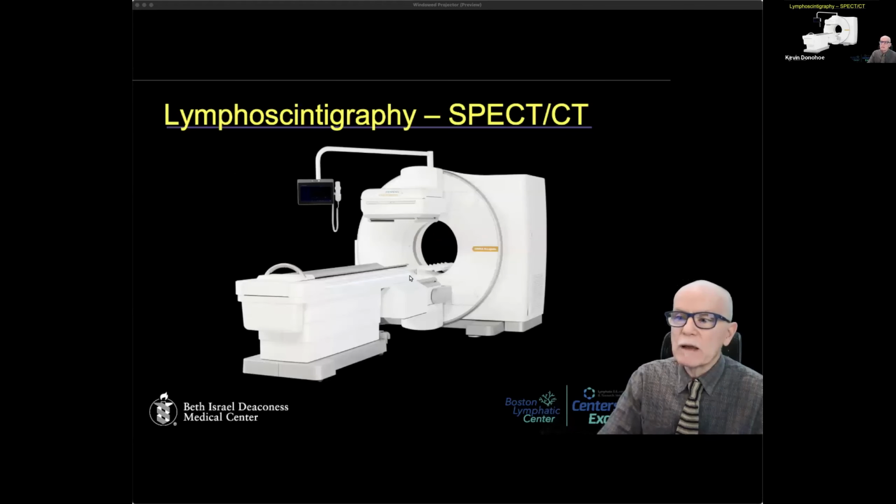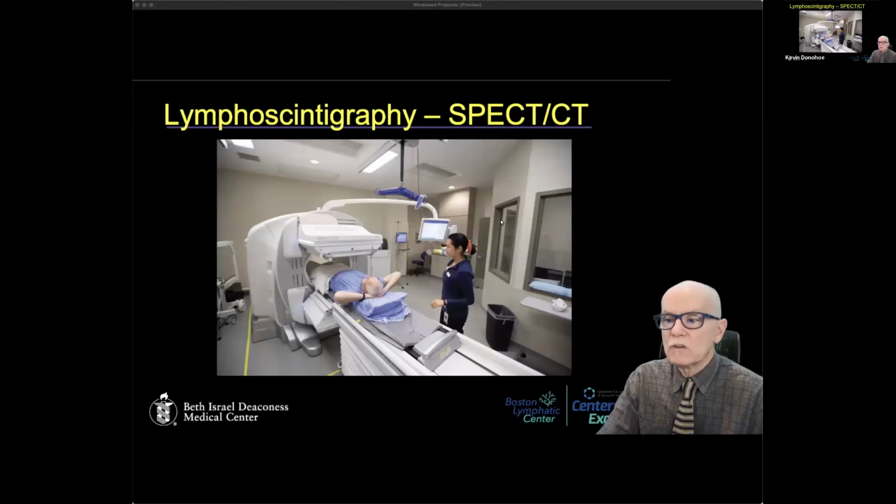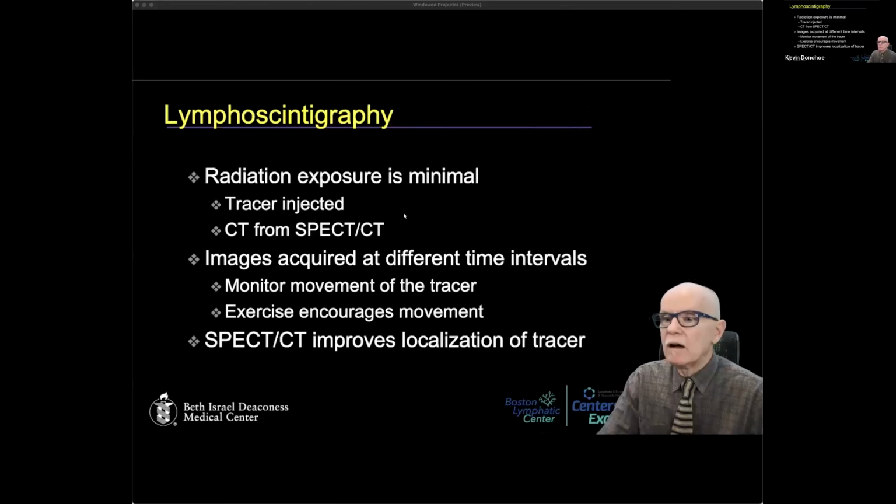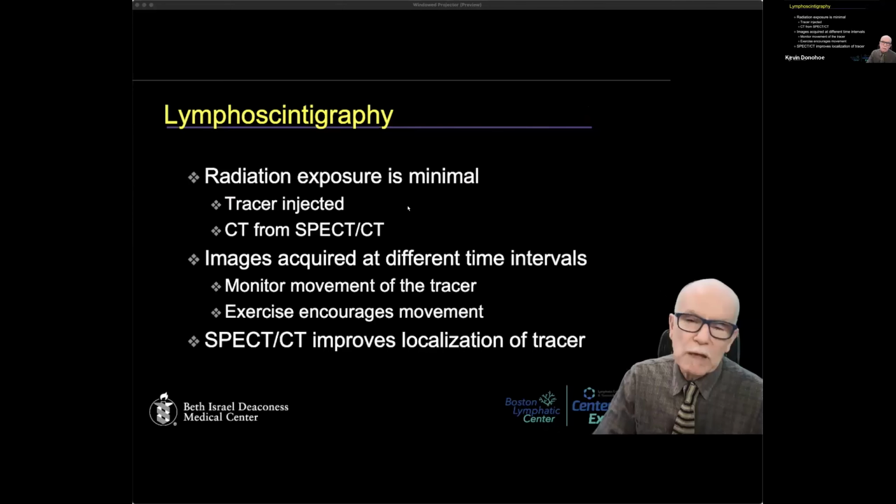And then this is a SPECT CT, another expensive piece of equipment. It's got a head that detects the gamma photons coming out from the tracer injection, and then a CT ring that we can use to do anatomic imaging, and then we fuse the gamma and the CT images together. It's another big, expensive machine. It's tolerated a little better by patients, and the radiation exposure is minimal.